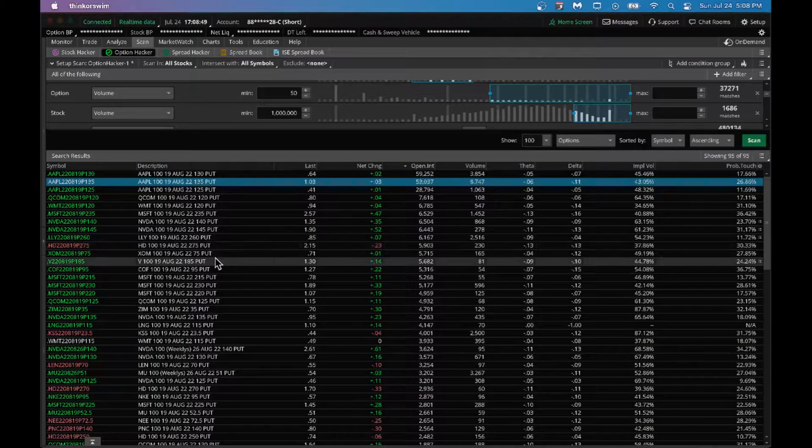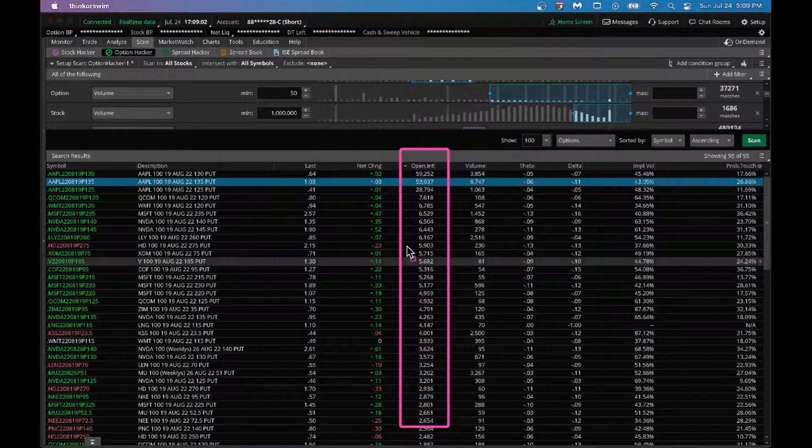Look, we got a few more here. This is why I start my day scanning through the options where I can sell some put options and make some great money. Look at the open interest here. I sorted by open interest in descending order.